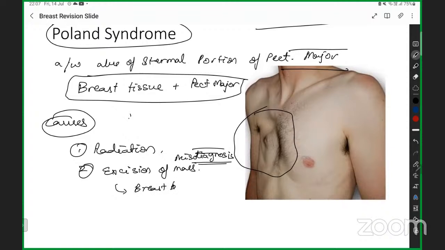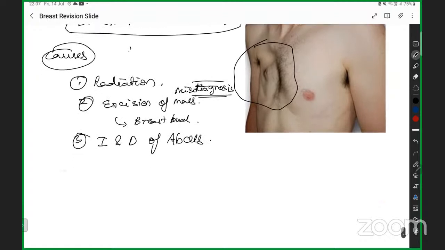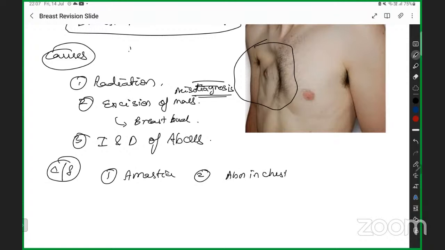When you are going to remove that, that can cause it. And number three, incision and drainage of abscess. When there is incision and drainage of an abscess, that can lead to Poland syndrome. So Poland syndrome, what are the clinical features you are going to face? Number one, amastia. Number two, abnormality in chest muscle. Number three, loss of costal cartilages.